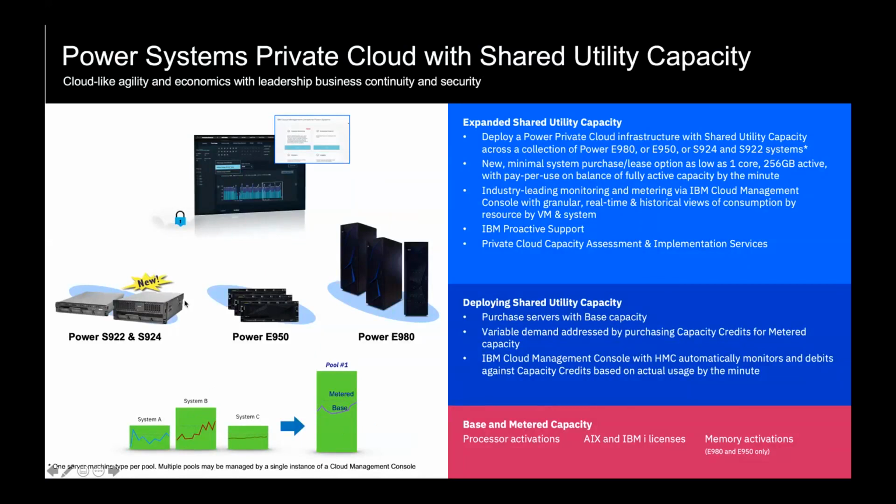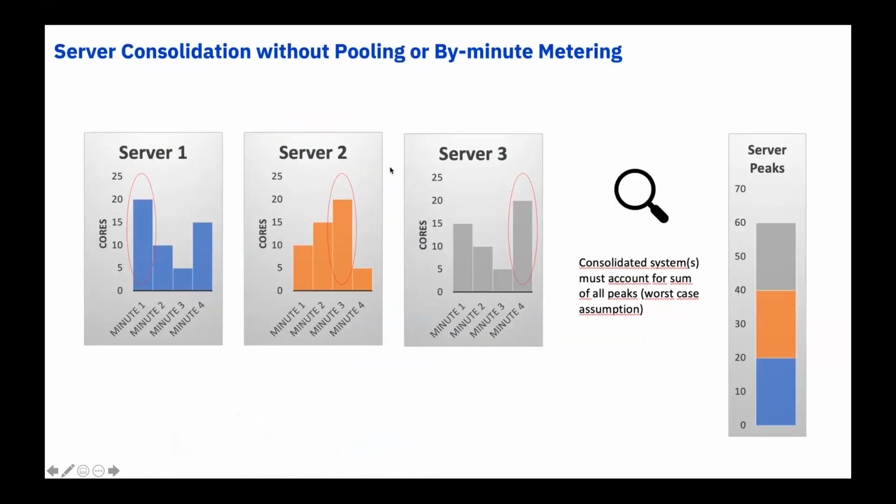You can pool scale out systems together, or you can pool Power 950 systems together, or you can pool 980 systems together, and the utilization information will be pushed to the IBM CMC cloud. All right, and it does matter how you look at the picture together. If you are not pooling and you are aggregating the data, individual systems aggregated together might be the worst case if you are looking at them individually at the server peaks.